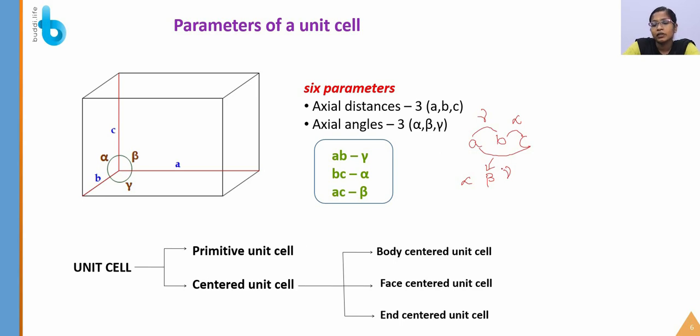So next we are going to see about the classification of unit cell. Unit cells are classified into two types, primitive unit cell and centered unit cell, and this centered unit cell is again classified into three types: body centered unit cell, face centered unit cell, and end centered unit cell. Before seeing what these types of unit cell are, we are going to see what are all the possible ways an atom can be arranged in a unit cell.